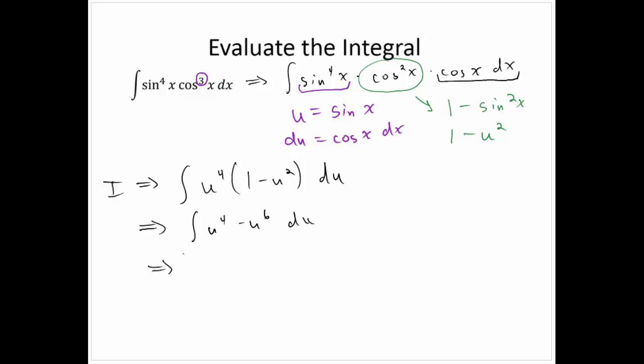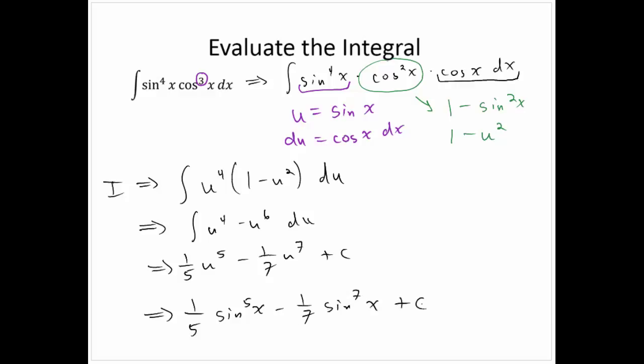And so that's 1/5 u to the 5th minus 1/7 u to the 7th plus a constant. And so substituting back, that's 1/5 sine 5th x minus 1/7 sine 7th x plus a constant. All right, so there is another example. This one's a fairly straightforward example of this technique.